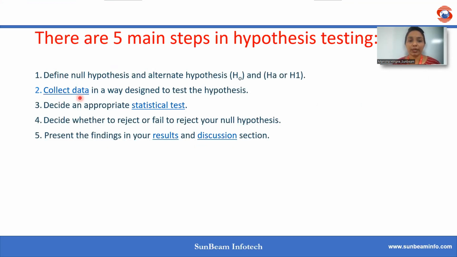Second, you need to collect the data. Third, you need to decide an appropriate statistical test. So there are 3 different statistical tests. First is the Z-test, the t-test and the chi-square test. So based on this test, we need to decide.